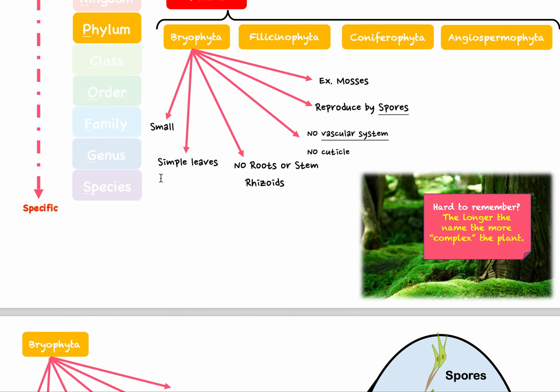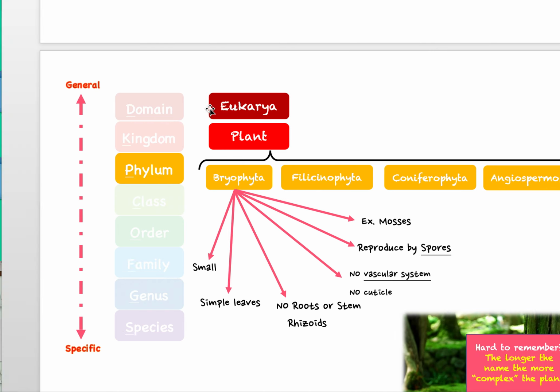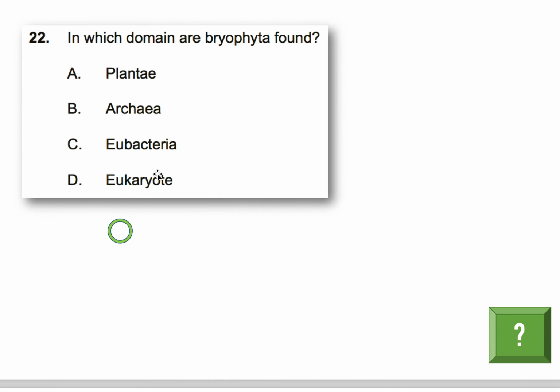When I made the diagram, it is Eukarya, that's the main domain. Then we have plant as a kingdom, so it's under the domain Eukarya. Okay, eukaryotes, made up of eukaryotic cells. So it's going to be D, eukaryote. All the other ones are prokaryotes or a kingdom.